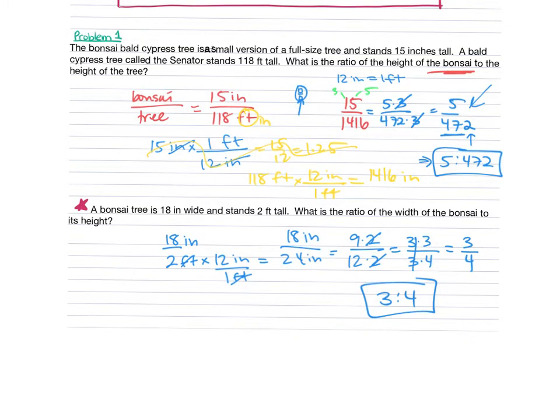Okay, so for this one, we are comparing the width to the height. And they give us the width in inches and height in feet. So we turned our feet into inches by multiplying by 12. And then we had 18 and 24, which are both even. So I pulled out a 2 and canceled, so 9 to 12. And then I knew 9 is a 3 and a 3, and 12 is a 3 and a 4. So the 3's cancel. And so this ends up being 3 to 4. So the ratio of the width to the height is 3 to 4.